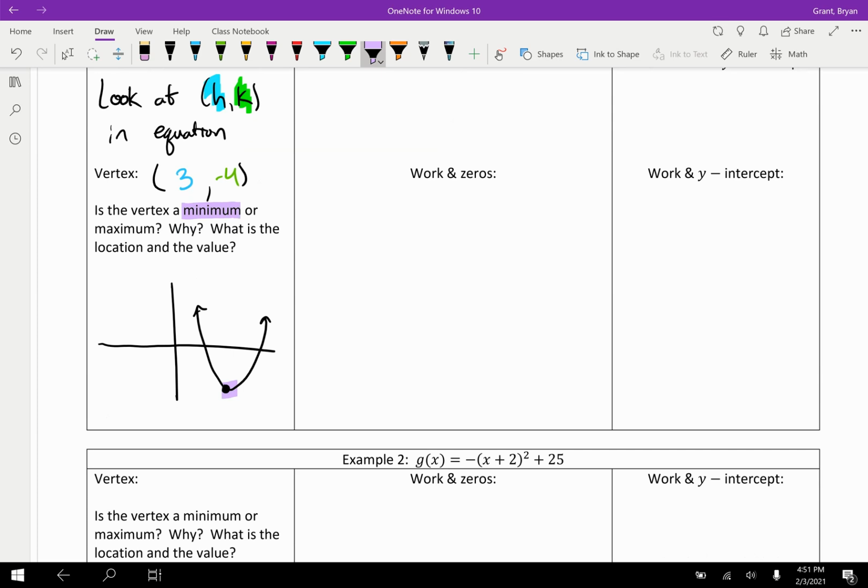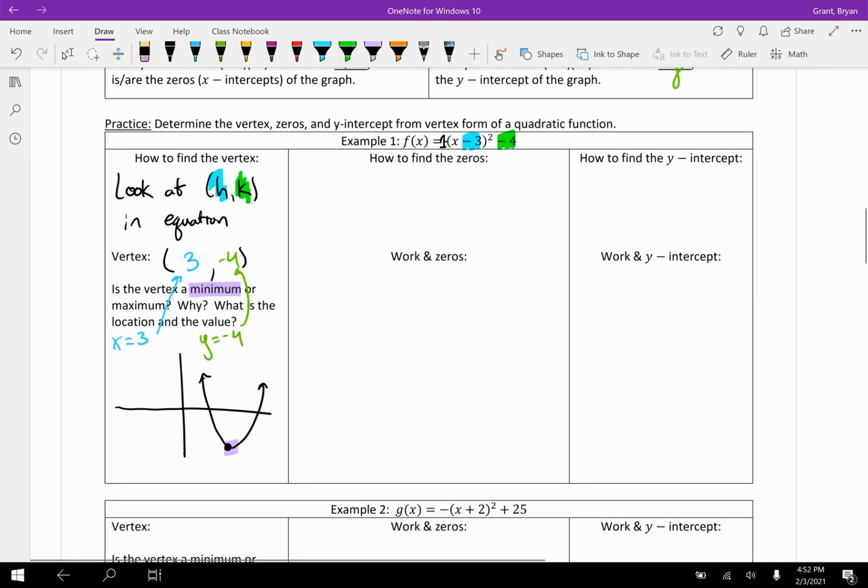So when they say what's the location and what's the value, usually it's defined that the location is the x coordinate of the vertex. So it is located at an x value of 3. And the value of the minimum, the smallest value that's on the graph, is a y value of -4. So it's really just a different way to look at the vertex. Now if our parabola had been upside down, this would have been a maximum value. It's the largest value there.